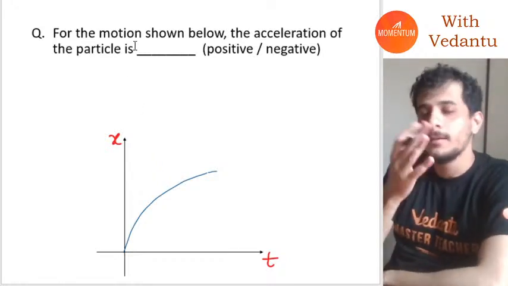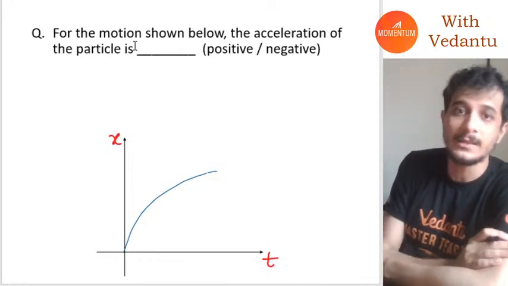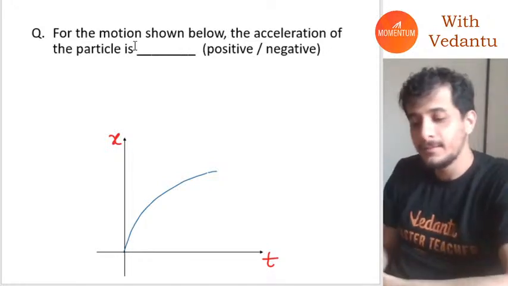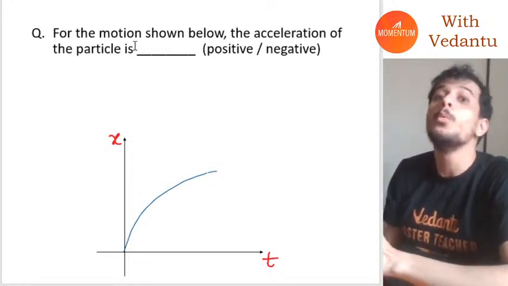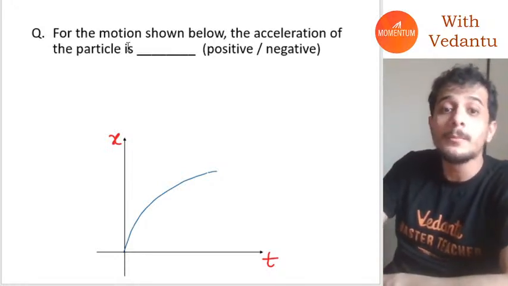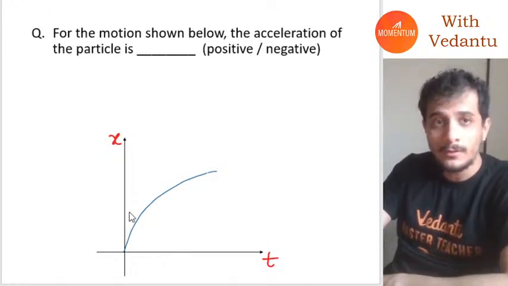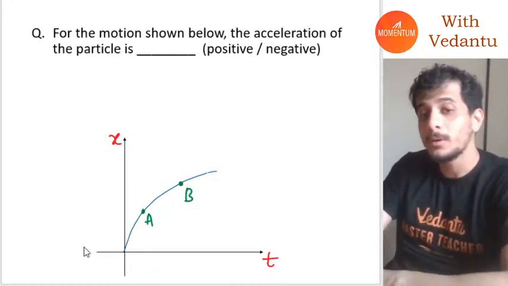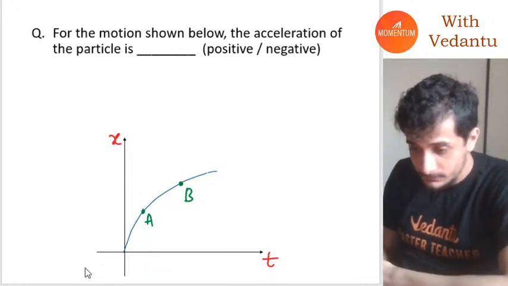Alright guys, now looking at this question, you have two choices. You have to tell me whether the acceleration of the particle is positive or negative. This is a very simple question, and I think everybody should be able to answer. You just remember to take tangents at two different points. I will also give you a hint here. Let's say this is point A and this is point B. I suggest you take two different tangents at points A and B, and then tell me the correct answer.